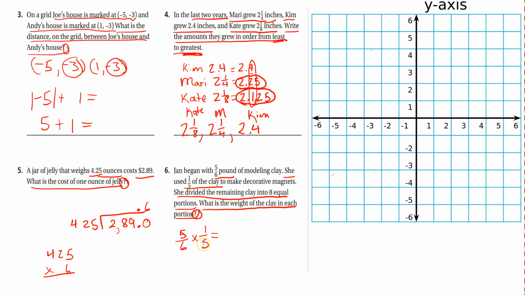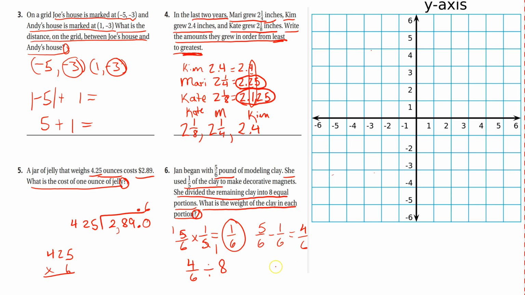I can cross simplify here. 5 goes into 5 one time, 5 goes into 5 one time. Multiply straight across, 1/6. Now, this 1/6 tells us how much of the 5/6 is gone. So she started with 5/6. She used 1/6. So now she has 4/6 left. So 4/6, and then now we divide that 4/6 into 8 equal parts.